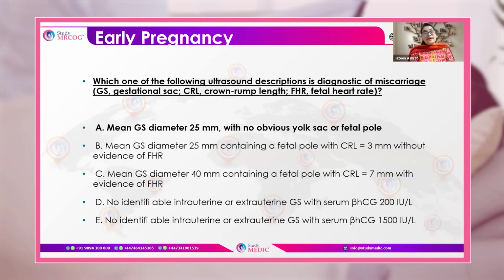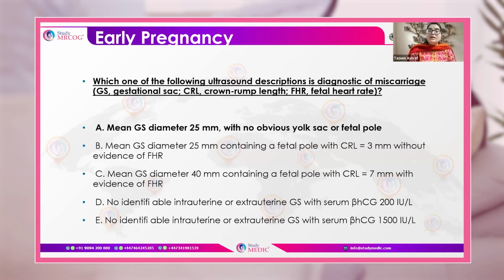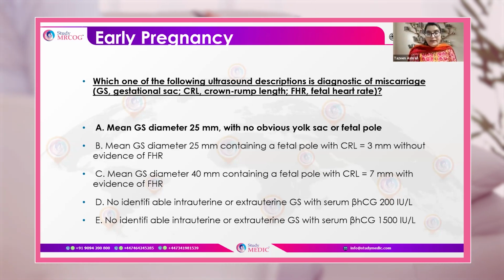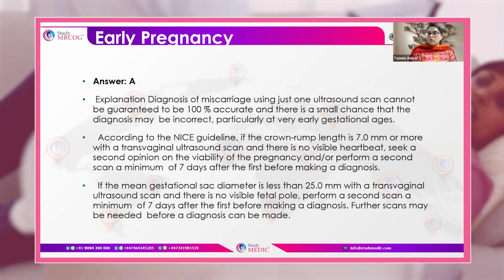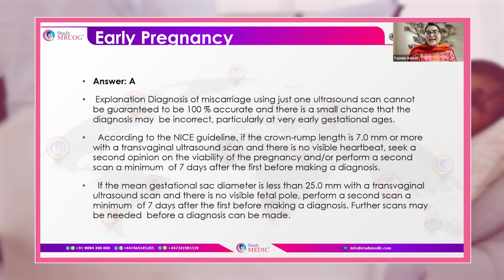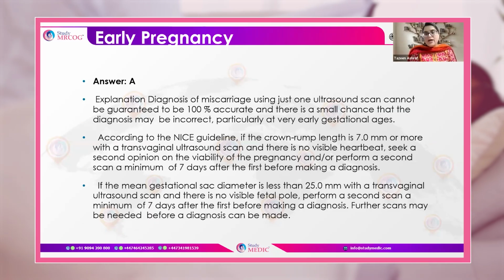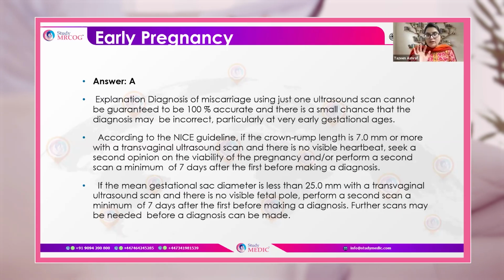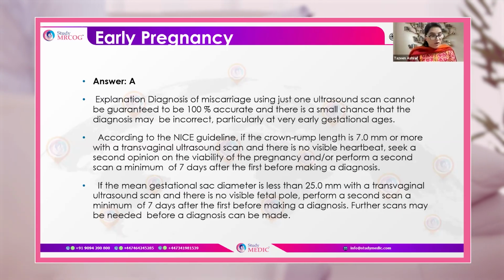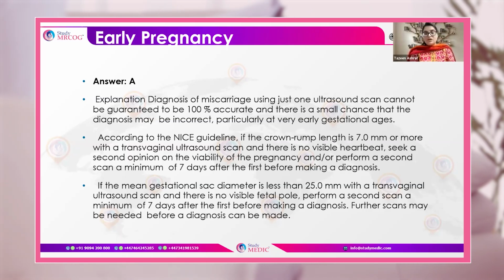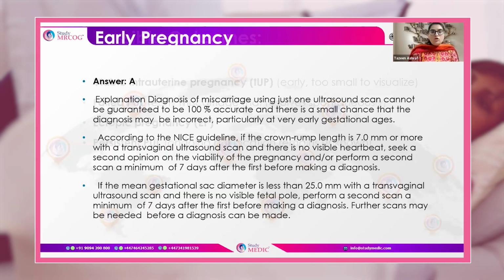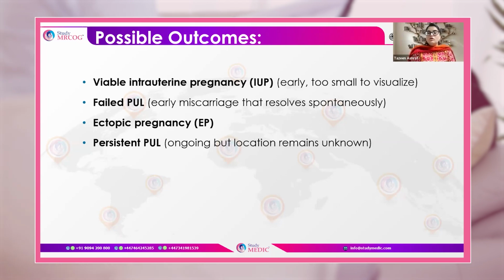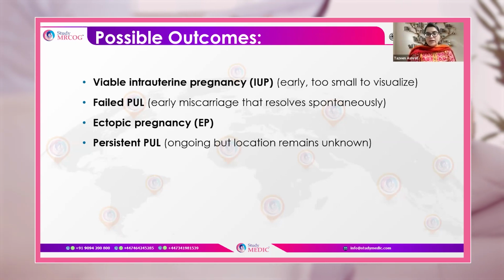When the gestational sac has reached 25 mm, but there is no yolk sac and no fetal pole, we can say after a second sonologist opinion that this is miscarriage. So for the diagnosis of miscarriage, just one ultrasound scan cannot be guaranteed to be 100% accurate. That's why a second opinion is important. And always remember the cutoff CRL 7 mm and gestational sac diameter 25 mm, which is very, very important to remember. So the possibilities are a viable intrauterine pregnancy too small to visualize, and a failed pregnancy of unknown location, which is an early miscarriage that resolves spontaneously.